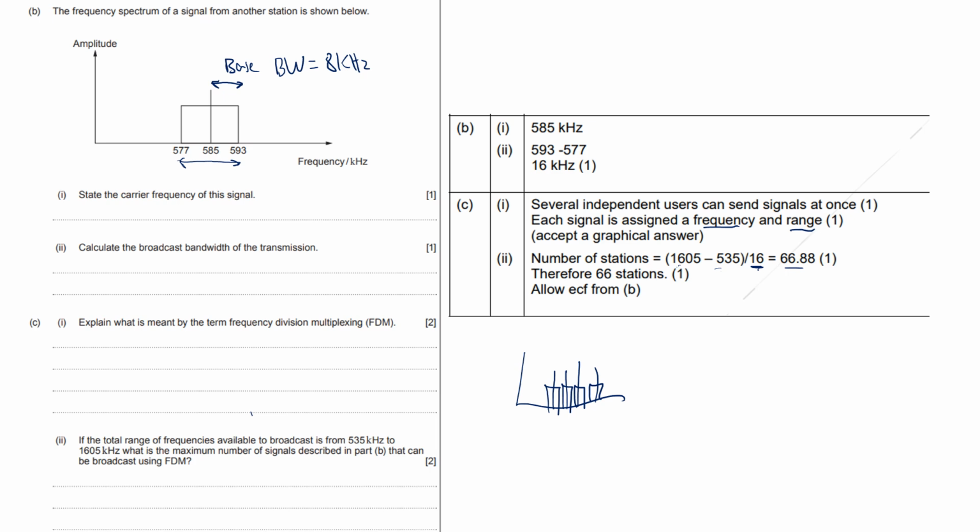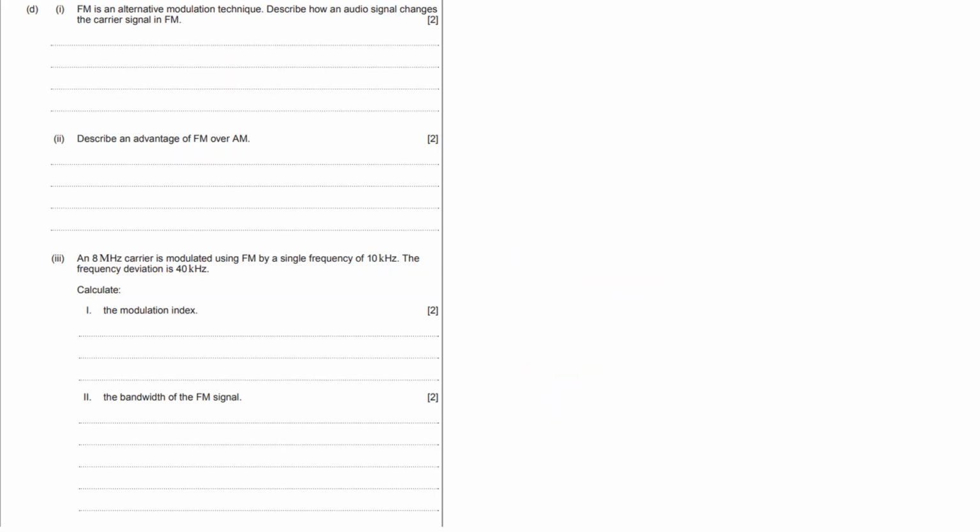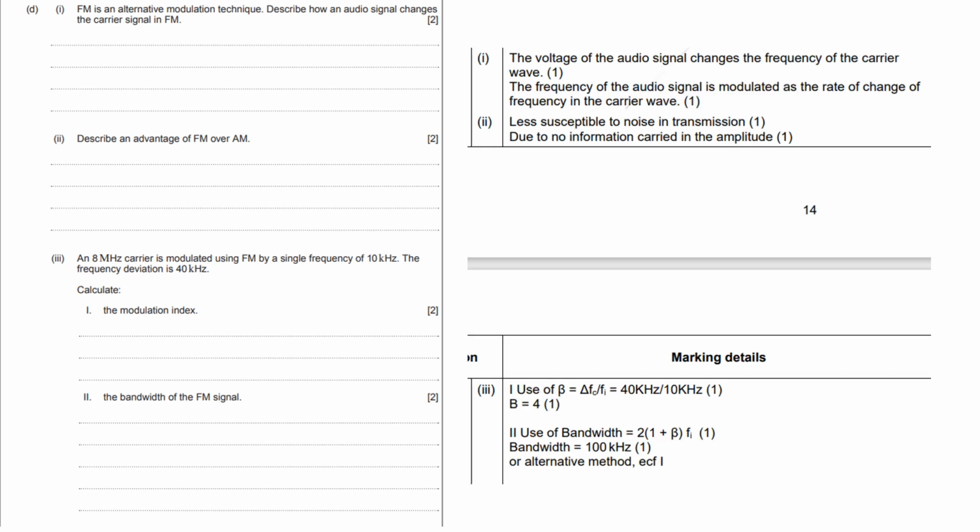Okay, for you guys, I'll give you the mark scheme for this one, just because they're better at explaining things than I am. It says FM is an alternative modulation technique, as we know. Describe how an audio signal changes the carrier. So it's basically the voltage of the audio signal that is modulating, or changing, the frequency. The frequency of the carrier wave is modulated at the rate of change of the audio signal.